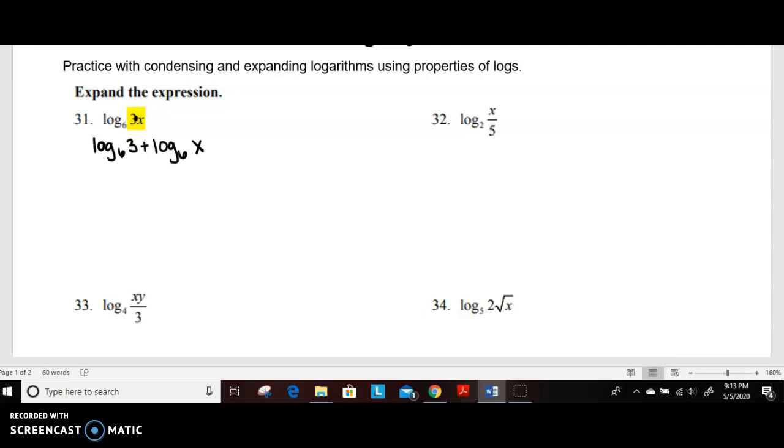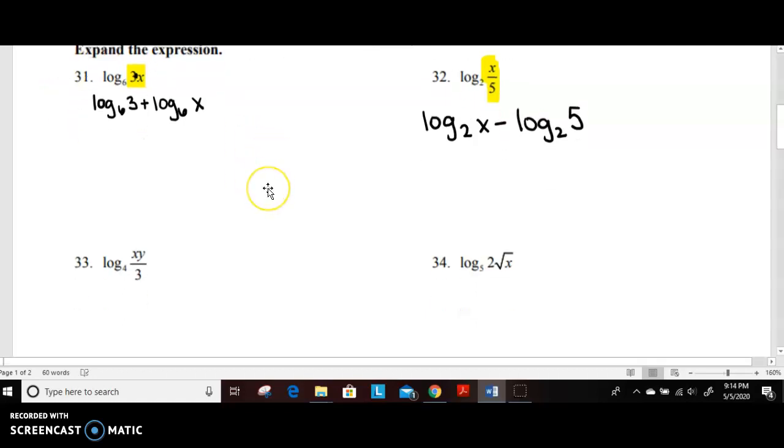Here on 32, I have division. So remember, division isn't addition, it's subtraction. So to expand this, I have log base 2 of x minus log base 2 of 5. Okay, pretty easy so far.